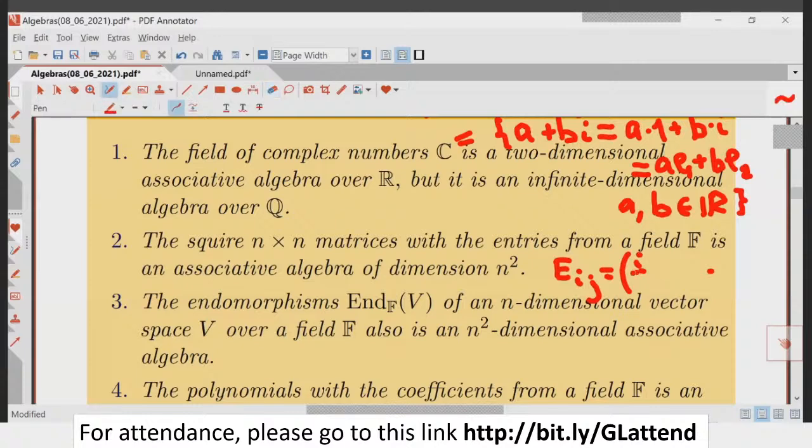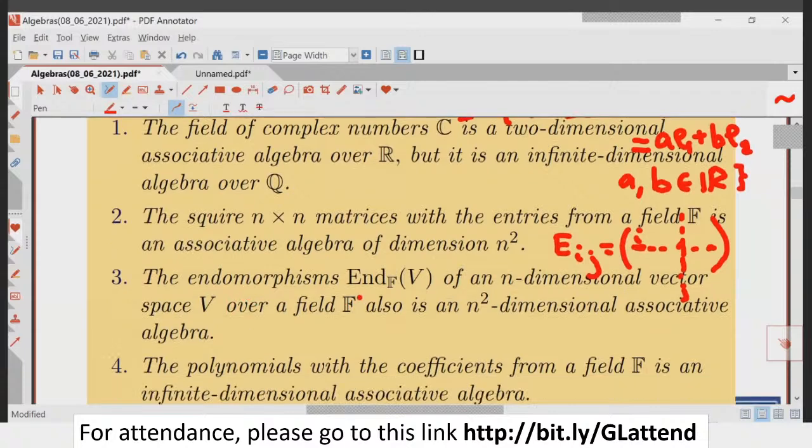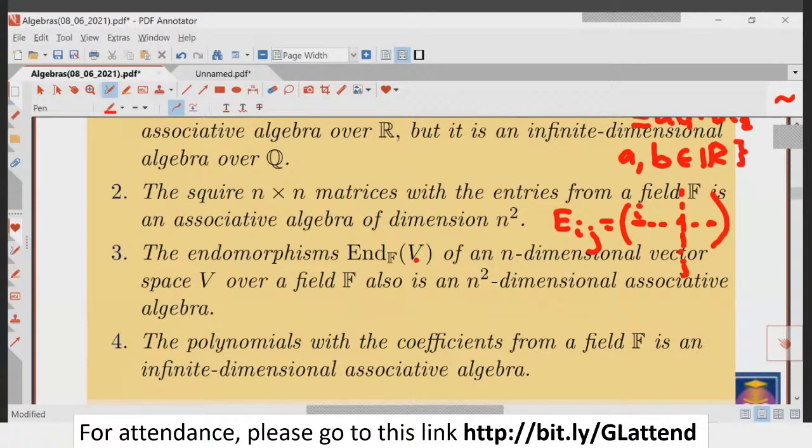So the i-th row and the j-th column have 1. All other entries are 0. That is sometimes called matrix units for these n by n matrices. Okay, next one is endomorphisms of a vector space over a field F.